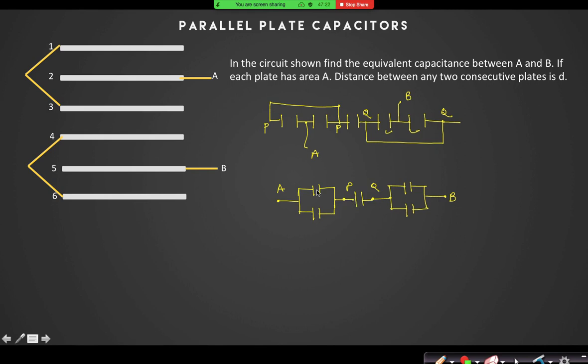So what is the equivalent? If this is C and C, parallel means 2C. 2C and 2C are in series, that means C. C and C in series, that means C by 2. So the equivalent capacitance is C by 2. So that means A epsilon by 2D.